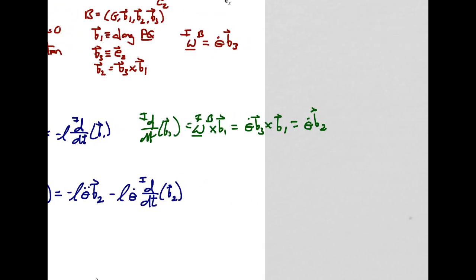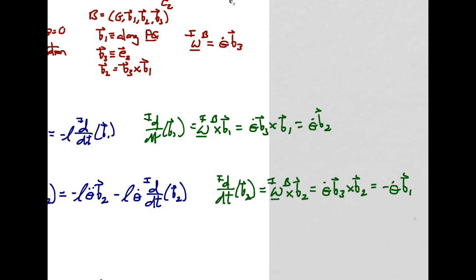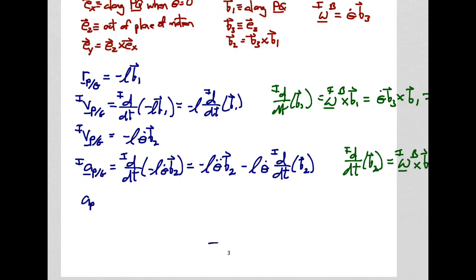So let's do that calculation off on the side. So the time derivative of b2 is equal to omega b observed in the inertial reference frame crossed with b2. And so that's theta dot b3 crossed with b2. And with that we get negative theta dot b1. And insert this back into our expression. So then the acceleration of p with respect to g, as observed in the inertial reference frame, is equal to negative L theta double dot in the b2 direction, plus L theta dot squared in the b1 direction.